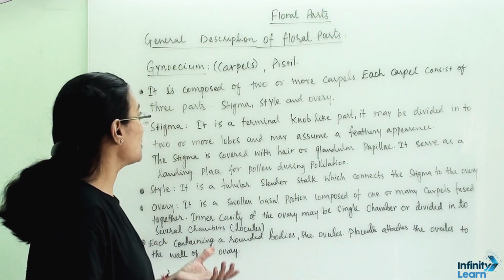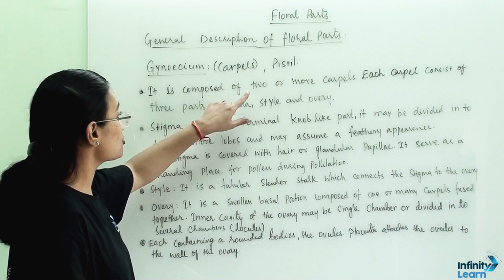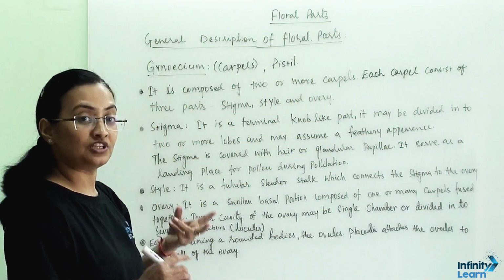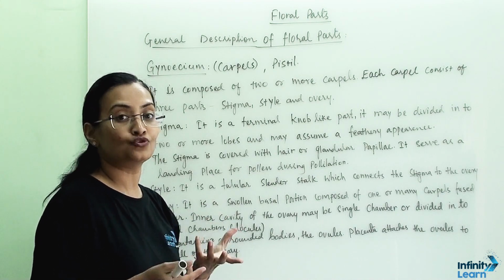Now let us talk about Gynoecium. It is also known as pistil. It is composed of two or more carpels. Each carpel consists of three parts: stigma, style and ovary. And in the ovary, the ovules will be there.